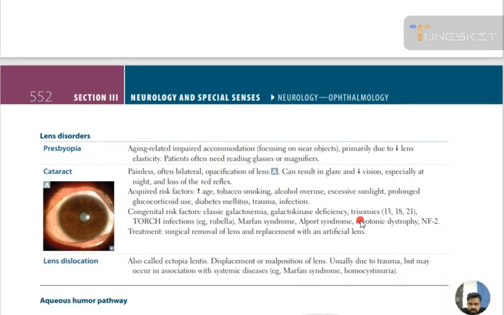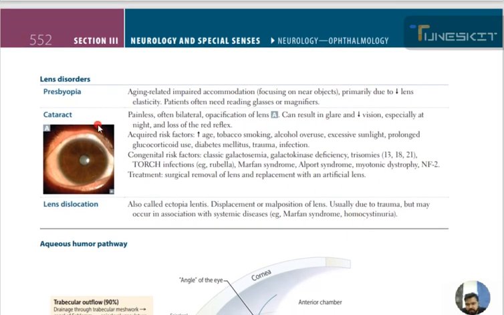So the next one is lens disorder. The disorders which are wholly associated with the lens. This is presbyopia. It is age-related impaired accommodation, difficulty focusing on near objects, primarily due to decreased lens elasticity. Patients often need reading glasses or magnifiers.